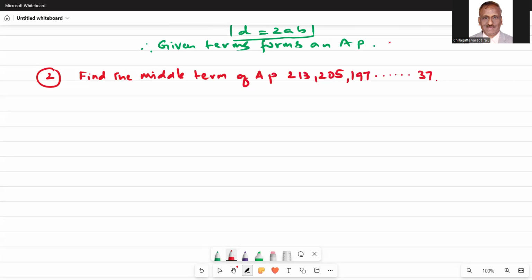First, let us find out how many terms are there. Based on how many terms are there, and you have learned how to find the middle term in statistics, in median, let us see whether n is an odd number or an even number.